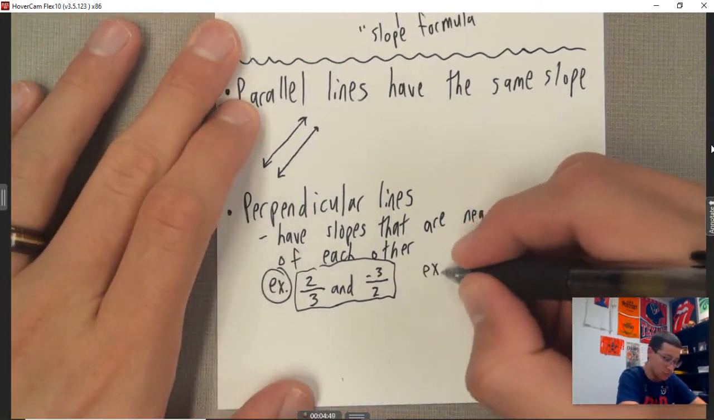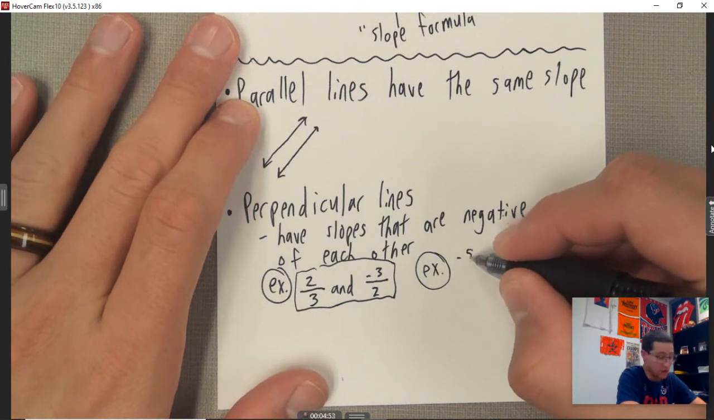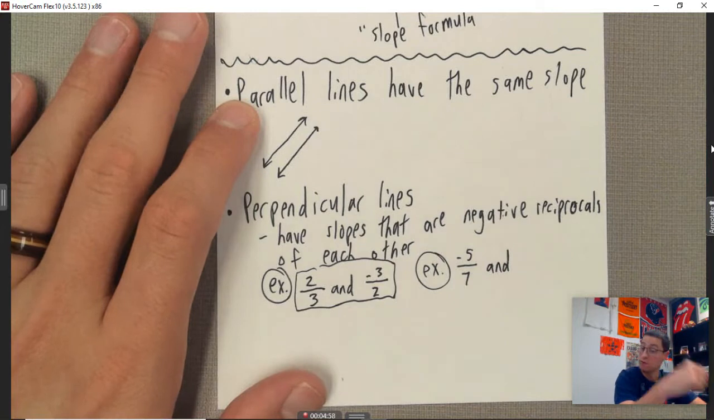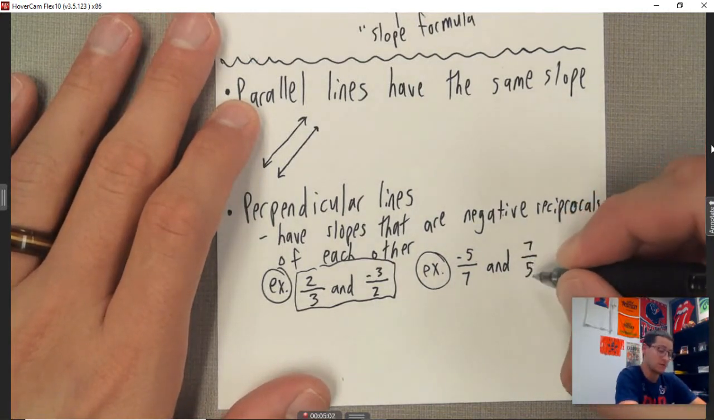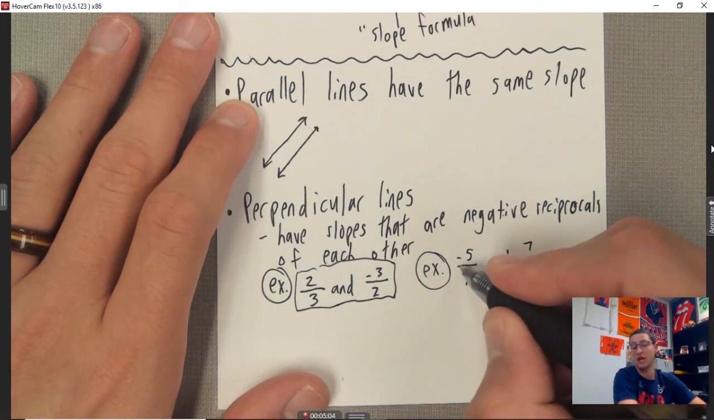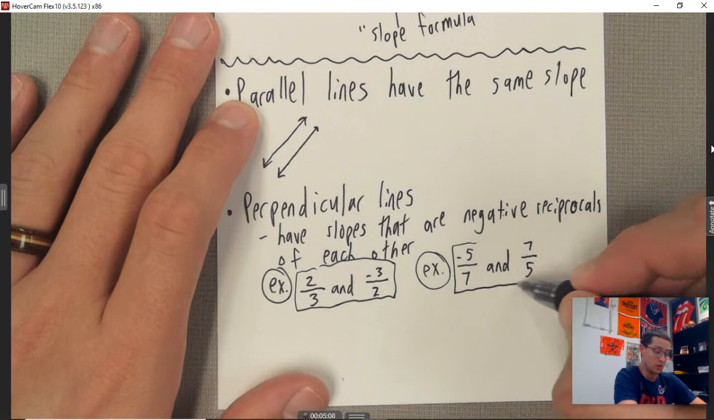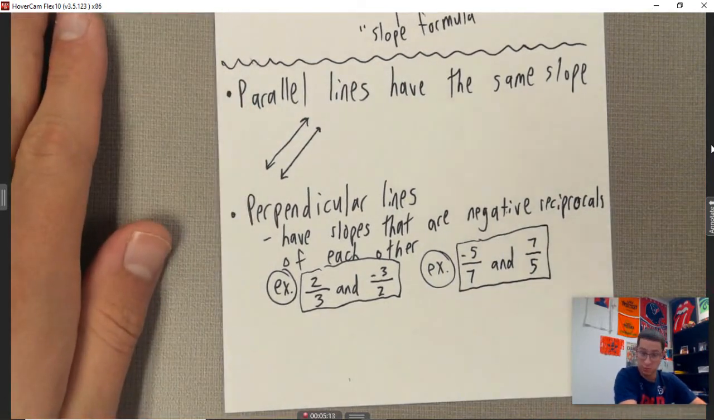Another example, same situation. What if it was negative 5/7? We would flip it, so the 7 is now on the top and the 5 is on the bottom. But notice this was already negative, so now I want this one as positive. So that's two examples of how we can determine if lines are perpendicular.